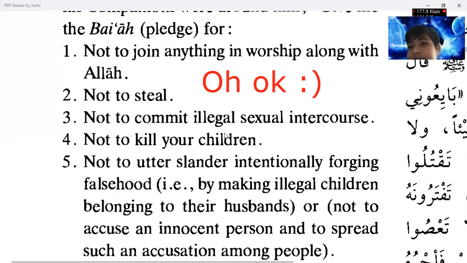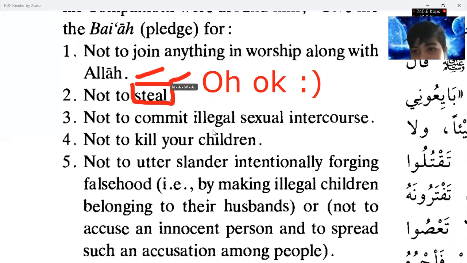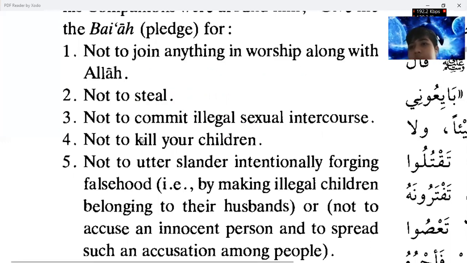So if you go to bed with other girls, this means you are committing illegal sexual intercourse, which is a big sin. Okay? Everyone needs to understand that word. Yes. But some people just need some money for their food and their life.